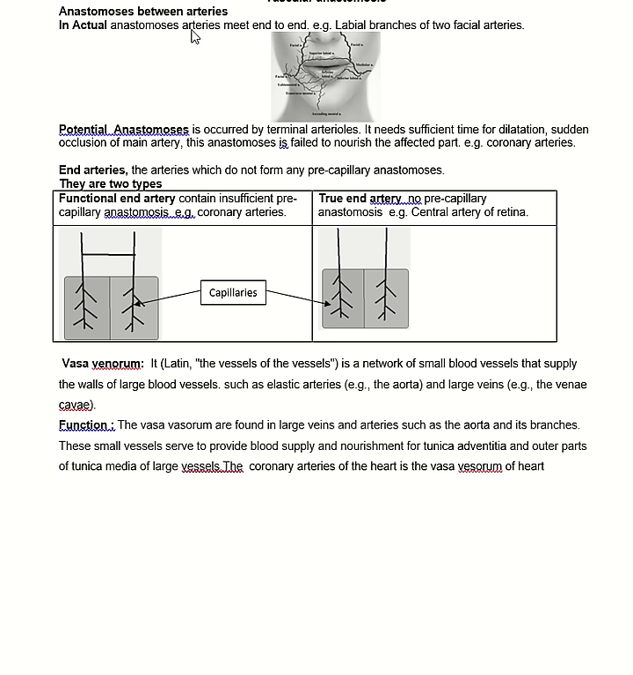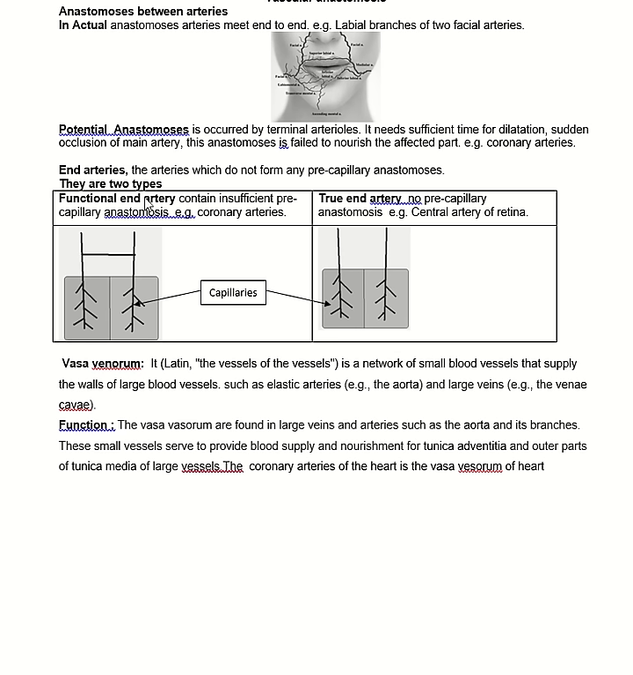The anastomosis between arteries: actual anastomosis and potential anastomosis. Actual anastomosis means end-to-end connection between two arteries, for example, the labial branch of the facial artery. Potential anastomosis occurs in terminal arterioles. It needs sufficient time for dilatation after sudden occlusion of the main artery. Otherwise, the anastomosis fails to nourish the affected part, for example, the coronary artery.